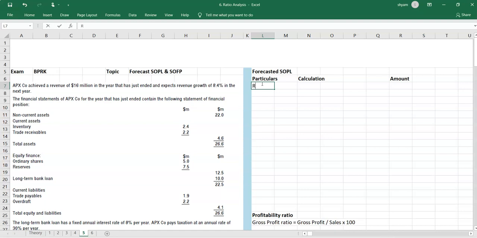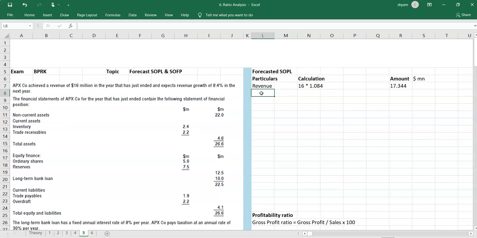So we'll start from revenue. We'll work out all the numbers in terms of dollar million itself. So revenue is going to be 16 million into 1.084. So that would be the revenue here.